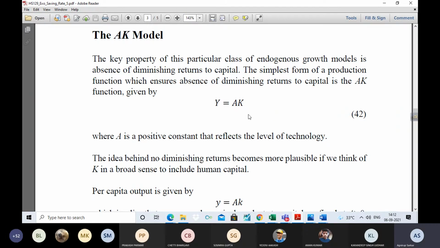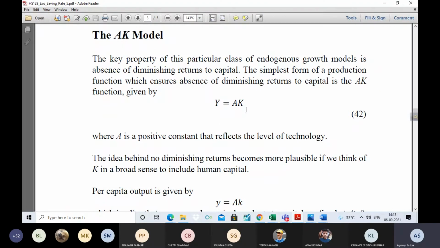The idea in the economics context is that K incorporates a broad understanding of capital, right? When we think that there are no diminishing returns to capital, this might seem a little unrealistic, but if you think of capital in a broad sense, that definitely includes human capital, then this idea becomes more plausible. Output per capita is very simple to find: small y equals A times small k, right?